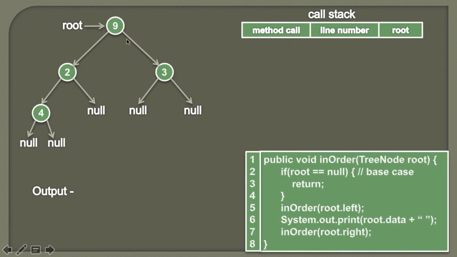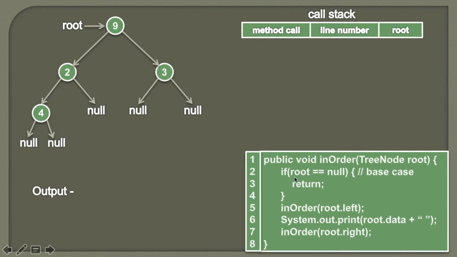So friends, let's suppose you want to traverse this binary tree where root is pointing to the node 9, whose left is pointing to node 2, and whose left is pointing to node 4. And node 4 has no left and right subtree, therefore they are pointing to null. Node 2 has no right subtree, therefore it is pointing to null. And here node 9's right is pointing to the node 3, which has no left subtree and no right subtree.